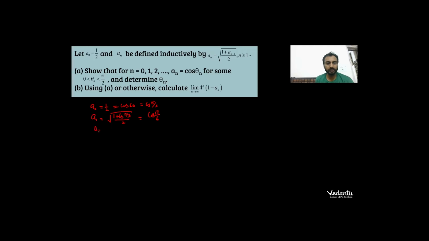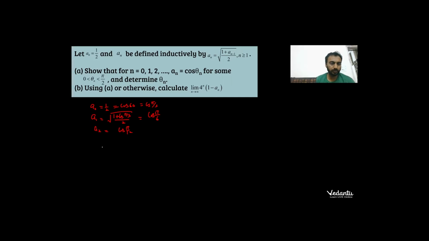So we can see a0 is cos of pi by 3 and a1 is also of cos theta form. Similarly, a2 becomes cos of pi by 12, meaning the angle is just half of the previous one: pi by 3, pi by 6, pi by 12, and so on. So we can observe that an is cos of theta n, and the angles form a GP with a common ratio of 1 by 2.